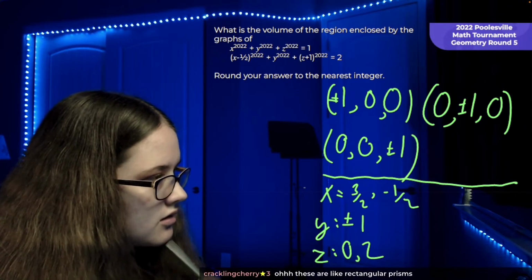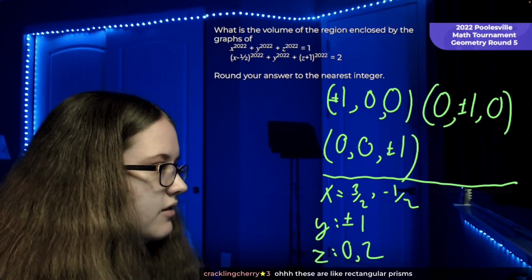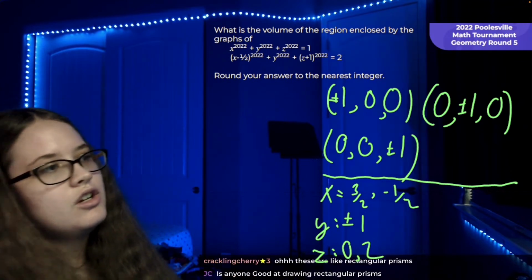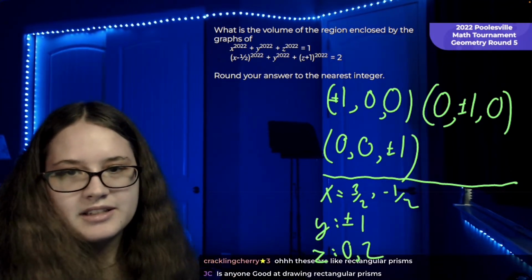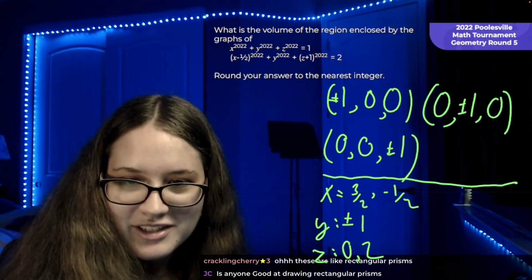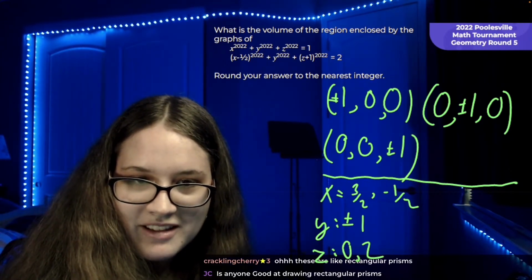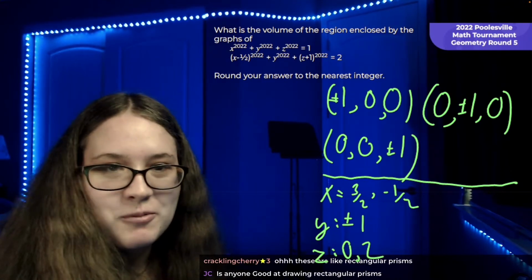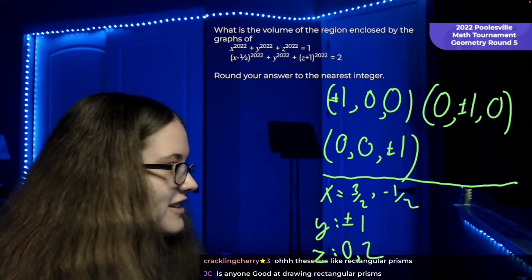So we want to find the area of the region enclosed. Oh, and we are rounding to the nearest integer. So that will definitely help us. Is anyone good at drawing rectangular prisms? I have a very funny story about that, but we will work at that afterwards.